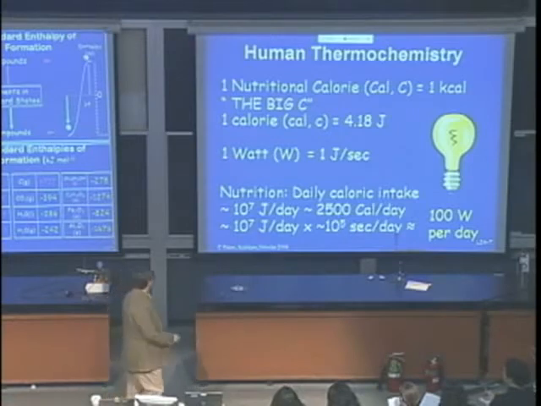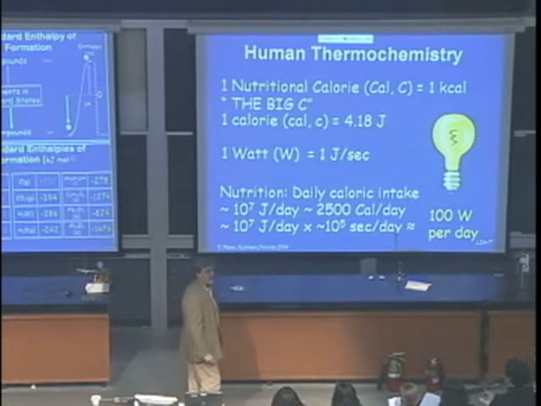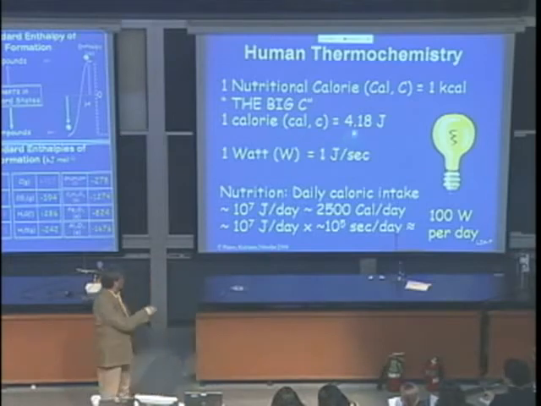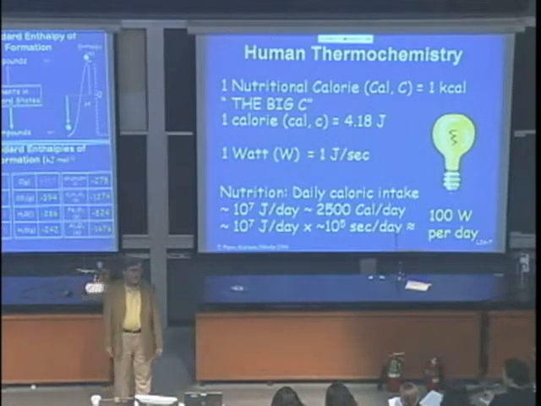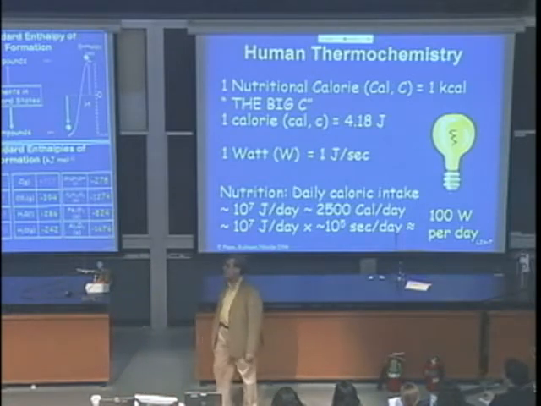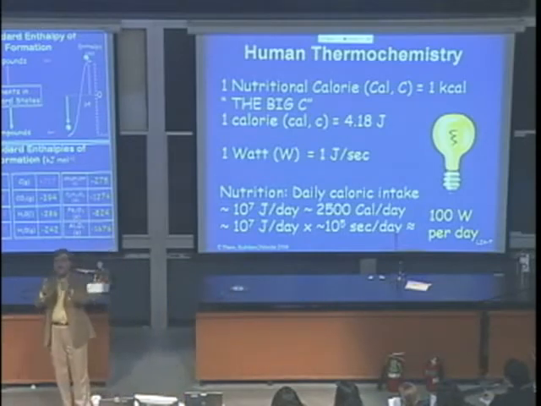And so this would be 1 watt is 1 joule per second. So a 100-watt light bulb uses 100 joules per second in energy. So these light bulbs, of course, are not very efficient because most of the energy is given off as heat and very little is used to light your room.